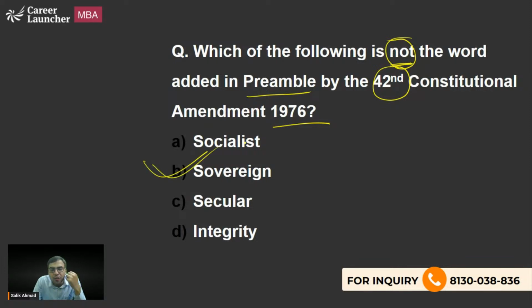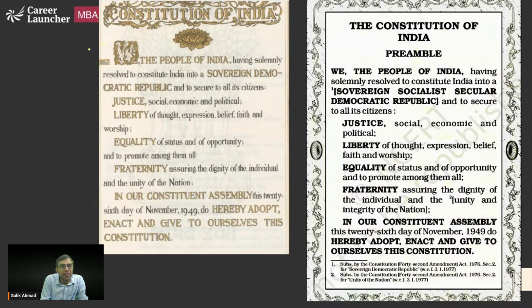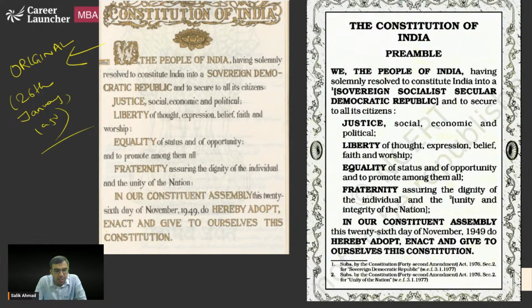So basically sovereign word was originally present. ये पहले से मौजूद था. ठीक है, इसको नहीं ऐड किया गया. So rest 3 words, that is socialist, secular and integrity, were added later on by the 42nd Amendment. तो मैं आपको दिखा देता हूँ. I'll show you. So the left one is actually the original preamble. Original means which was present on 26 January 1950. It was fully enforced. हालांकि the right one is the new one. New one means the things after being added by 42nd Constitutional Amendment 1976.